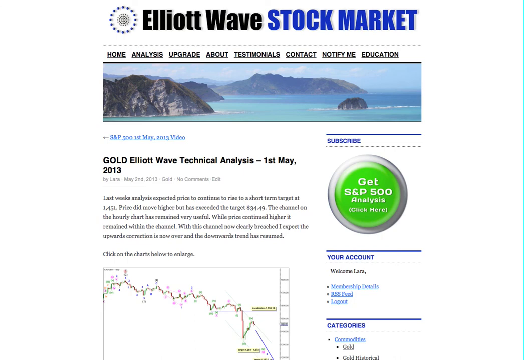So my last week's analysis expected upwards movement in the short term to 1451. Price did move higher but exceeded my target by over $34. It's turned around and breached that clear channel on the hourly chart now, so expect we've had a trend change, and for this week I'm expecting overall downwards movement for gold with a bit of a decrease in momentum.